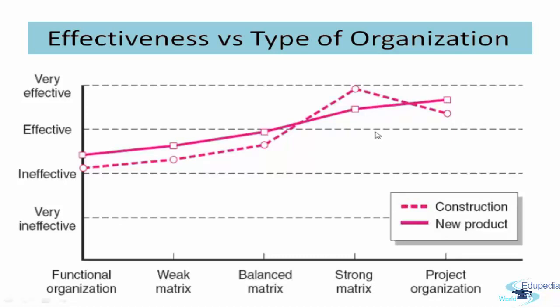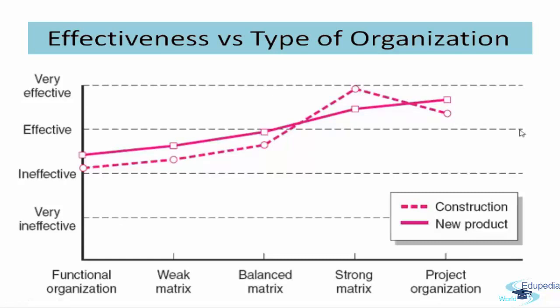For the construction industry, strong matrix performs better than a project organization, because in a strong matrix you have good project managers. Also, you have very good construction industry people with expert knowledge who contribute more towards the construction projects. That's why you see the strong matrix structure has a very effective performance for construction type of projects.